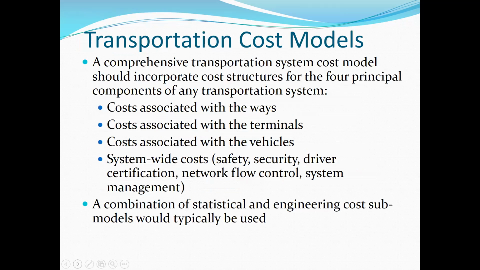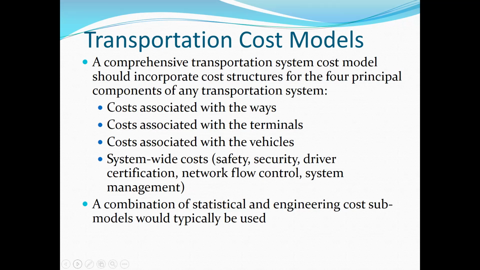For transportation cost models, you'll need a bunch of information. A comprehensive transportation system cost model should incorporate cost structure for four principal components of any transportation system: costs associated with the ways, costs associated with the terminals, costs associated with vehicles, and then the system-wide cost, which is safety, security, driver certification, network flow control, and system management.